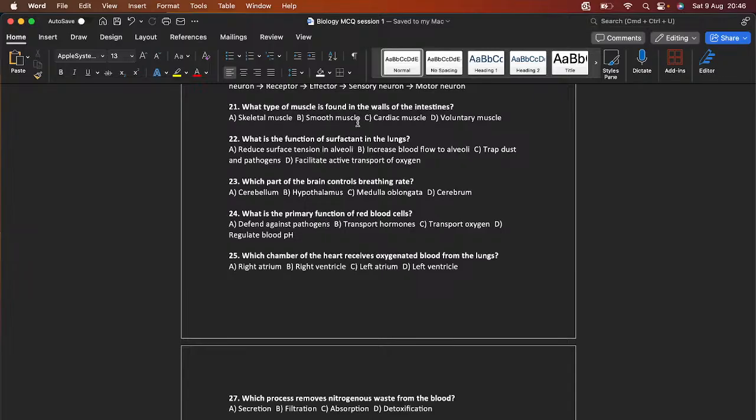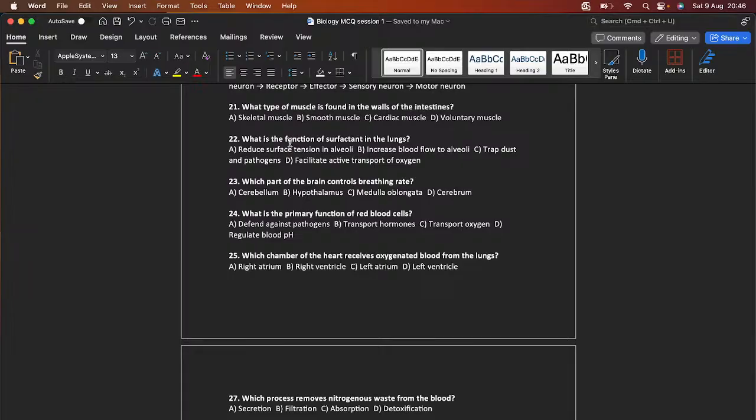And then we have smooth muscles, which are muscles that we are not able to control. And then the cardiac muscle, which is the muscle found in the heart. So again, that's another type of involuntary muscle that we are not able to control. So the muscles that make the walls of the intestine will have to be an involuntary muscle, something that we are not able to contract. So it has to be either B or C. So obviously it cannot be C because that's part of the heart. So it will be smooth muscle that make up the walls of the intestine.